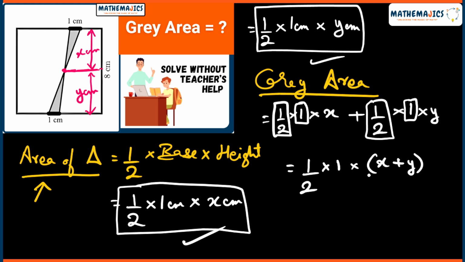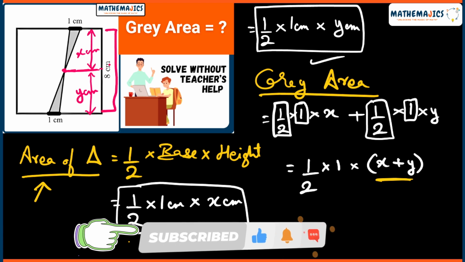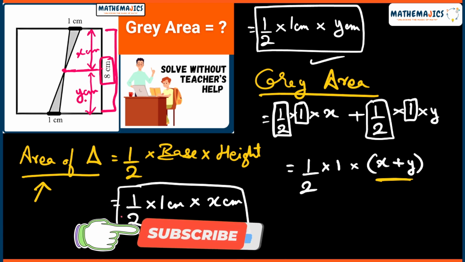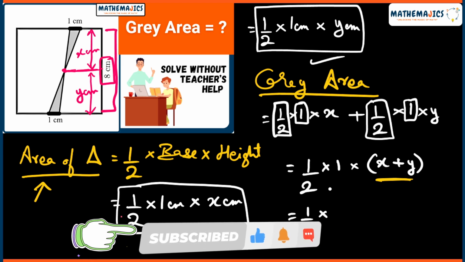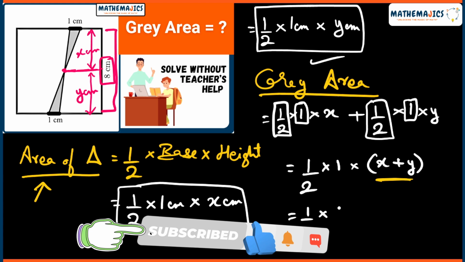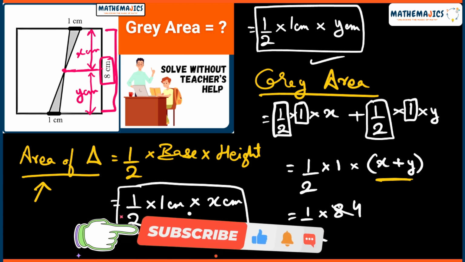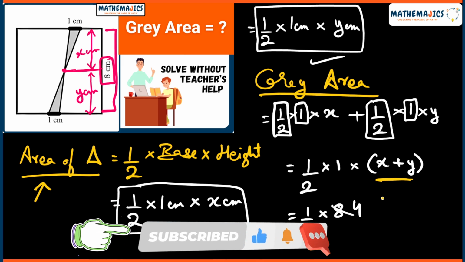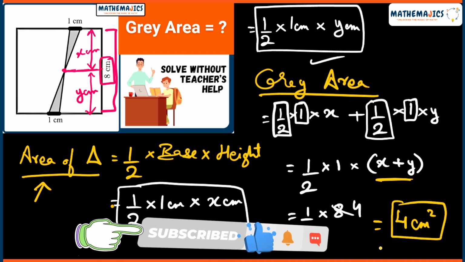Correct? Now please see, half times 1 is half. What is x plus y? If you look carefully at the figure, x plus y is nothing but 8 centimeters. Correct? This is 8 centimeters, sum of x and y. So this will be half times 1 is half. What is x plus y? X plus y is 8. So this will give us 2 times 4. That means our final answer will be 4 centimeter square. Yes, this will be our final answer.